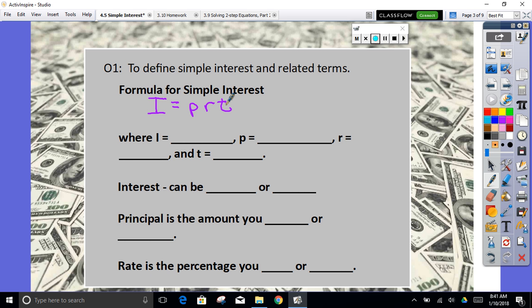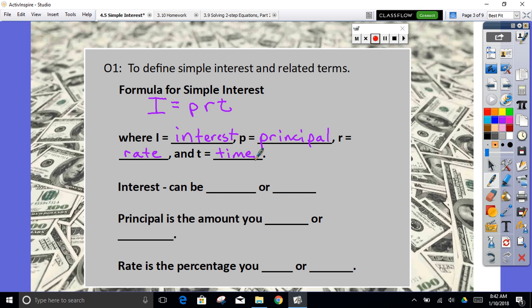I stands for the word interest. P stands for the word principal. You want to make sure you spell that with A-L at the end, just like you spell the principal of a school. R stands for rate. And T stands for time.